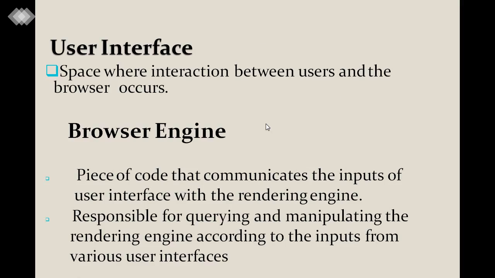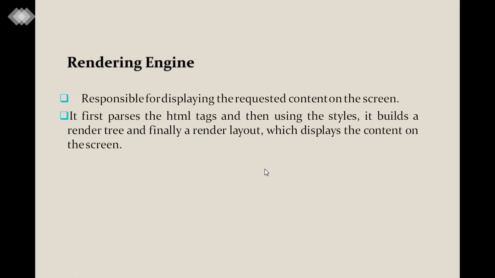So next, first we will cover the user interface. The user interface is a space where interaction between user and the browser happens. Now browser engine is a piece of code that communicates the input of user interface with the rendering engine. So browser engines are responsible for querying and manipulating the rendering engine according to the input from various user interfaces. The rendering engine is responsible for displaying the requested content on the screen.